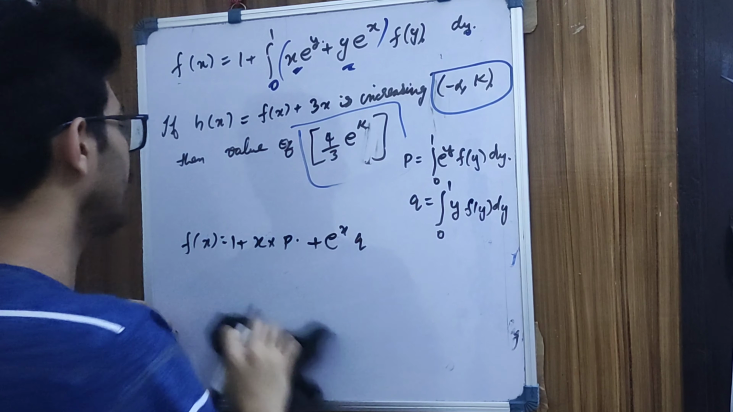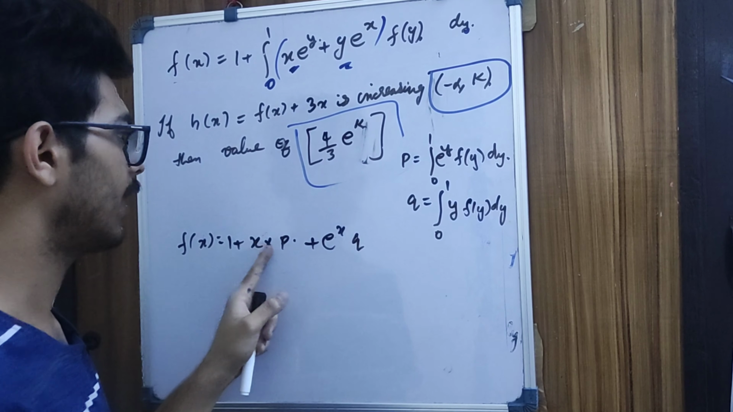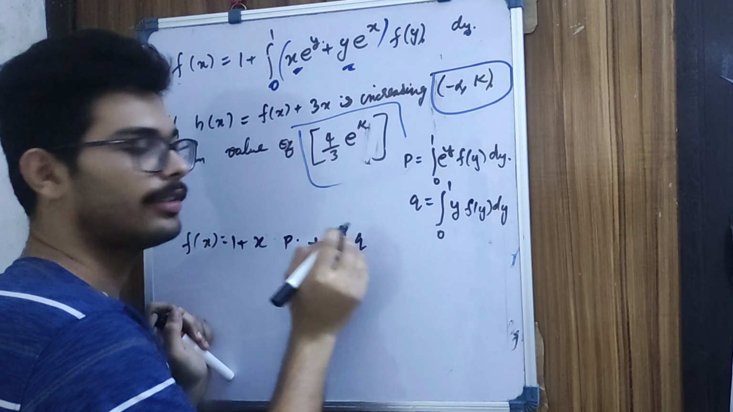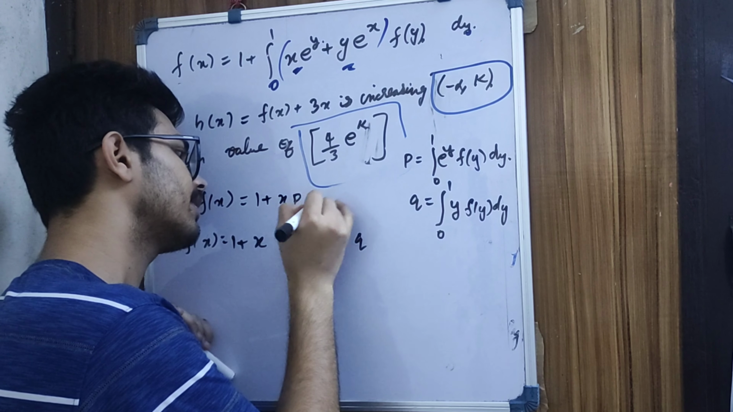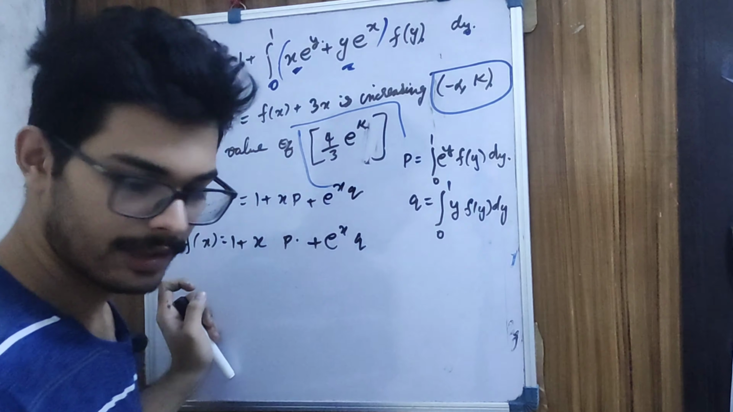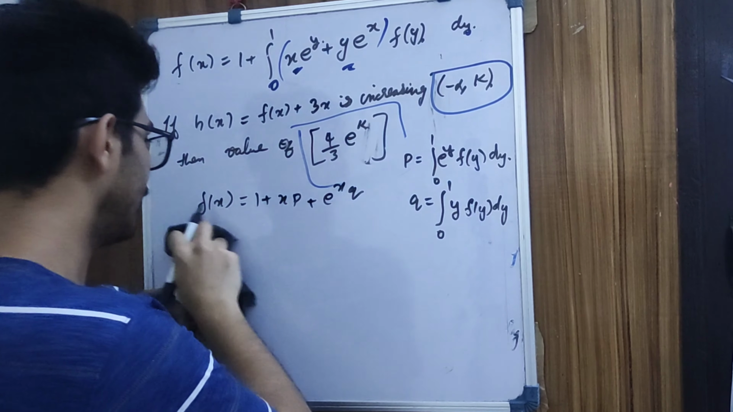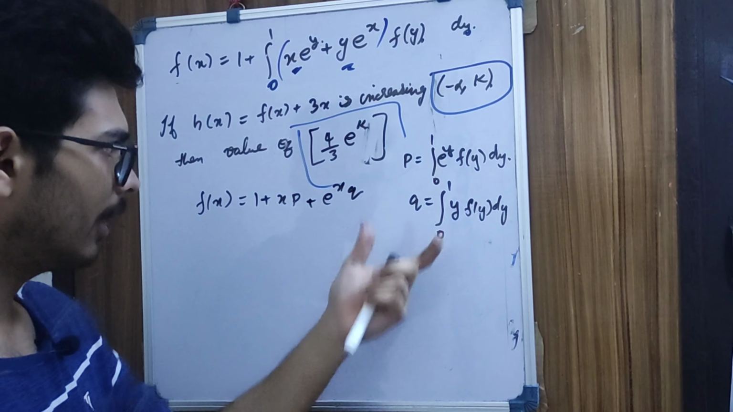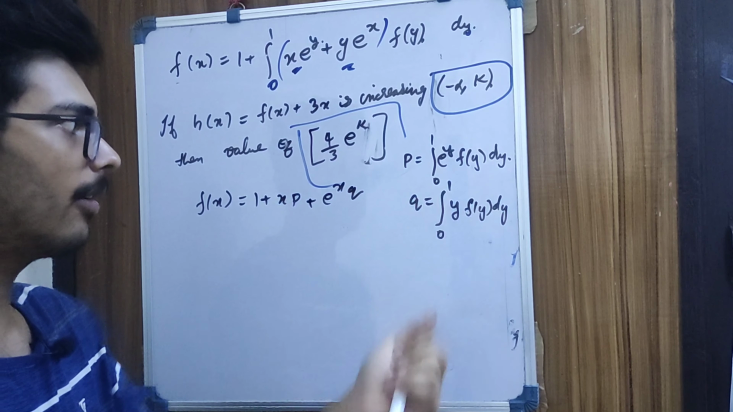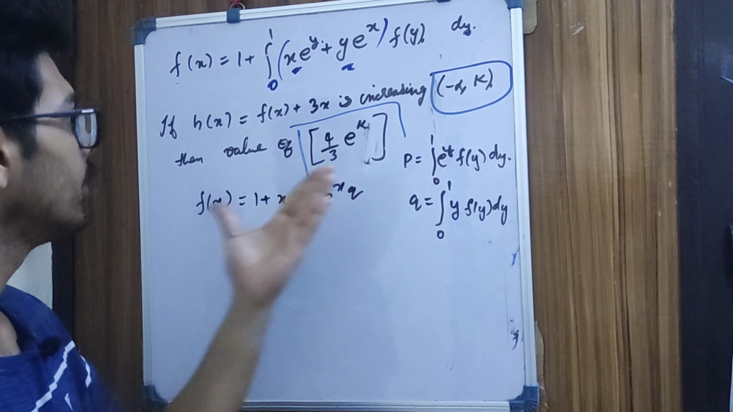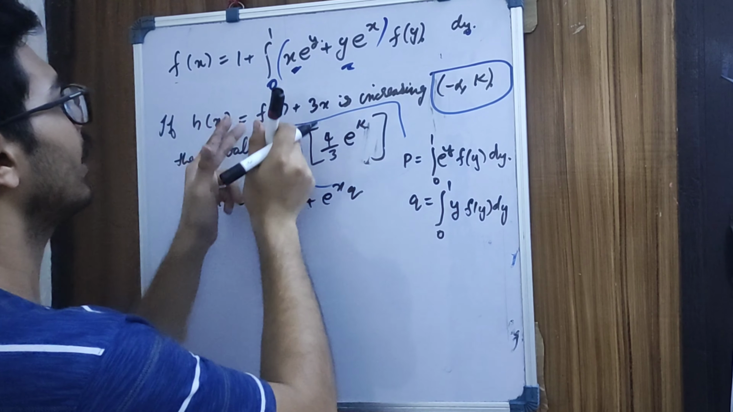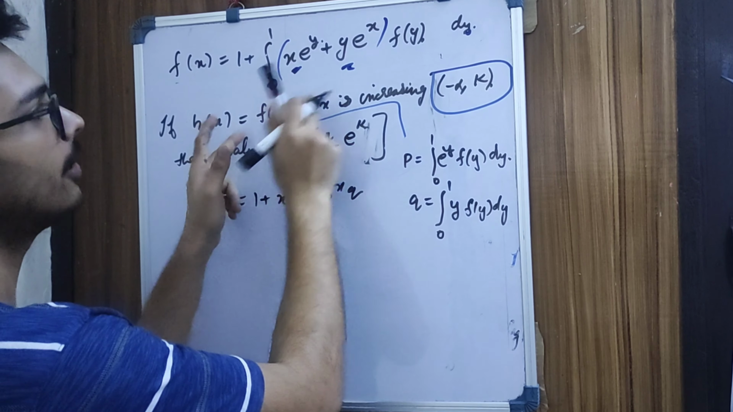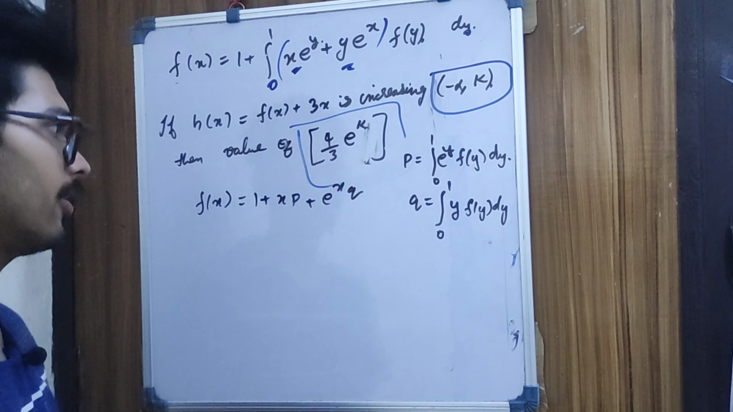So I have got a new equation, f of x equal to 1 plus xp plus e raised to x into q. Now we can consider these two equations separately. We have to solve these two equations in order to get our values for p and q, so that we will get an equation for f of x. Then we can substitute this value of f of x into this function and solve the rest of the question.